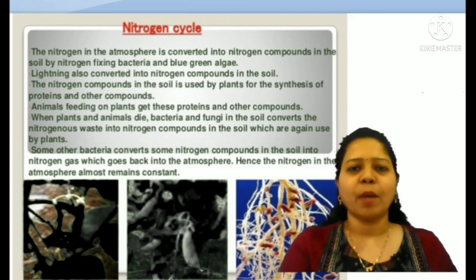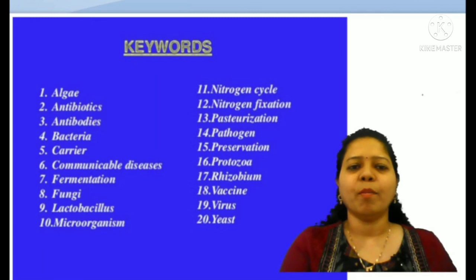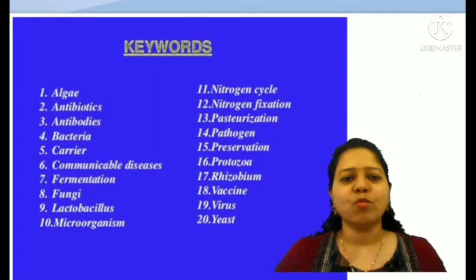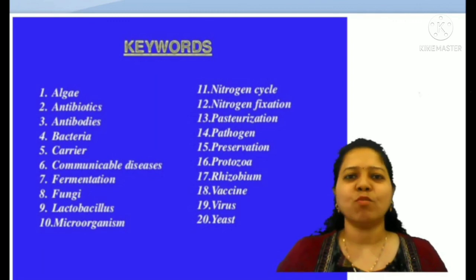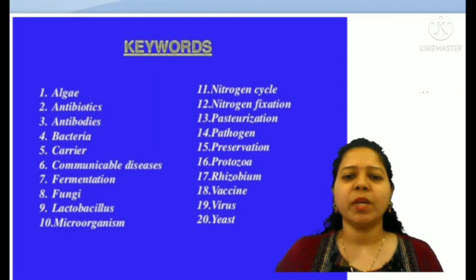In this chapter, we learned about different types of microorganisms and their different uses, as well as the harmful microorganisms and how they are harmful for us. We learned about food preservation in this chapter. We learned about the pasteurization method, and we learned about the nitrogen cycle.